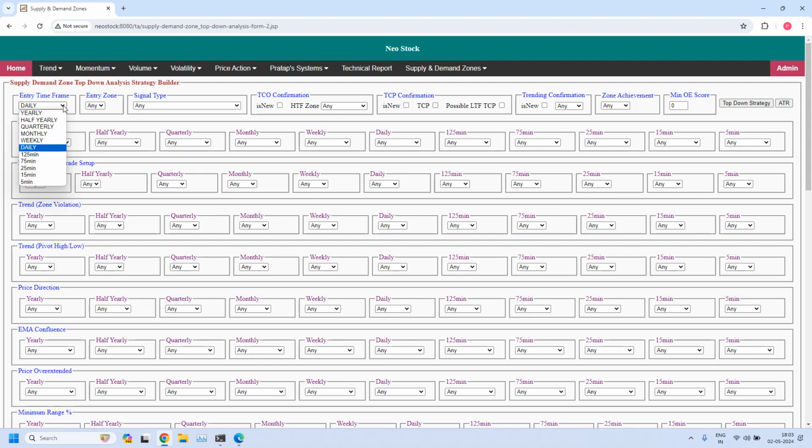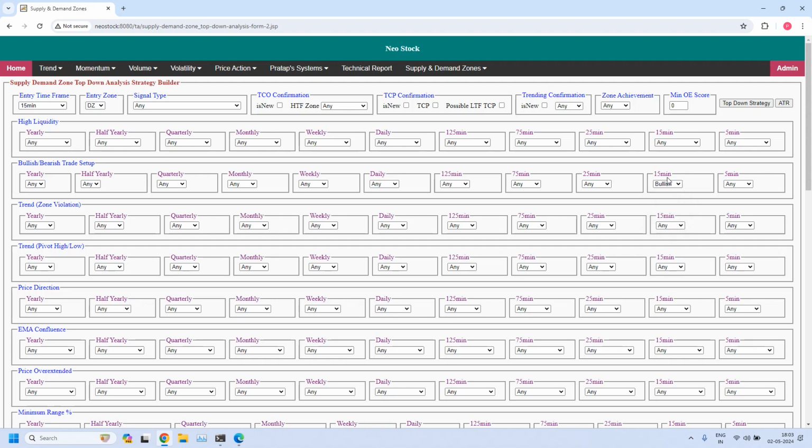For daily income trade, entry time frame is 15 minutes. For bullish trade setup, entry zone should be demand zone. That means we are going to plan our trades in the demand zone, long trades. And in the third row, the bullish or bearish trade setup parameter in 15 minutes time frame, because it is our entry time frame, you need to select bullish.